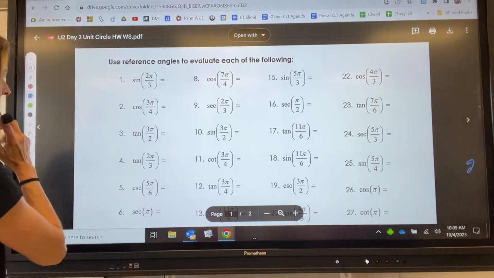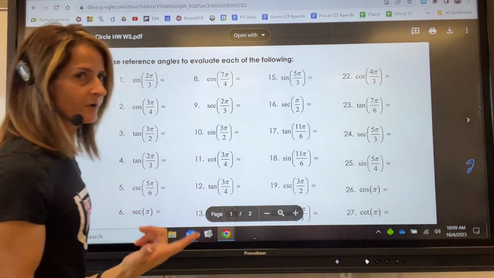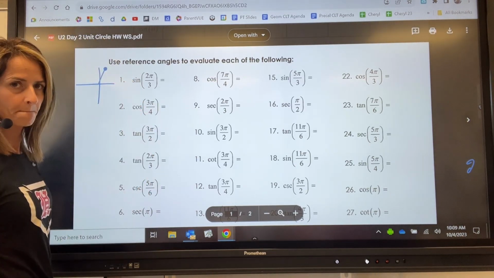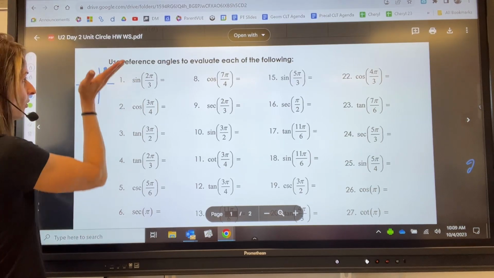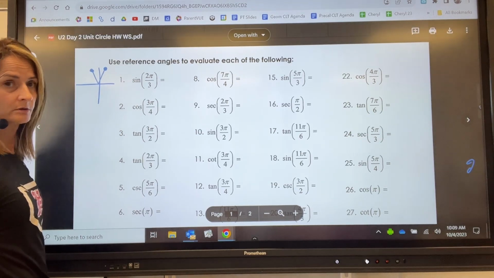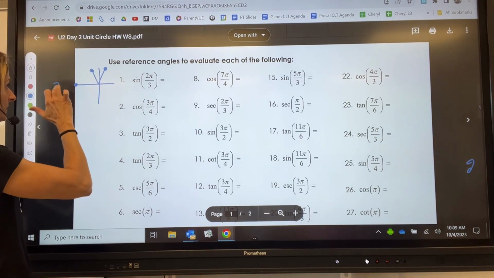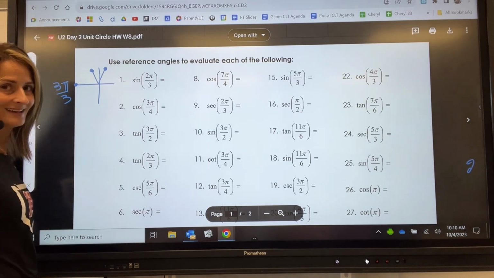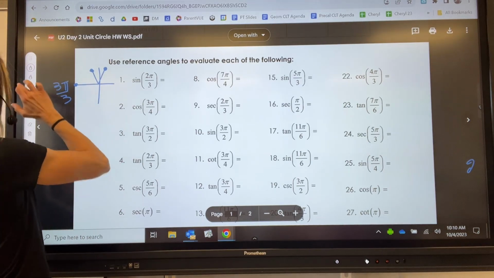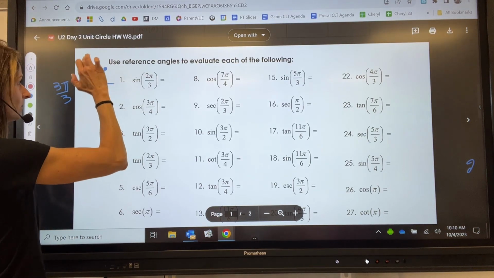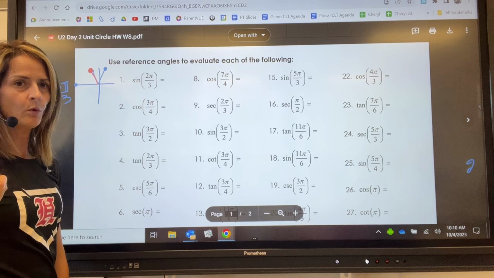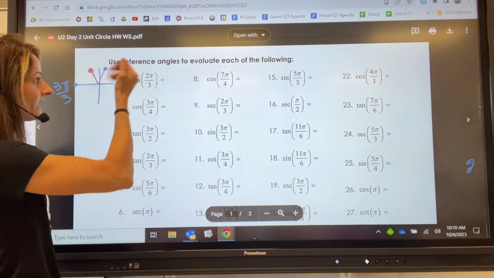For example, problem number 1, 2 pi over 3. First of all, where is 2 pi over 3? So pi over 3 is the tall angle in quadrant 1. This is 2 pi over 3. So 2 pi over 3 is the tall angle in quadrant 2, because this is 3 pi over 3, because we know that's pi, halfway around the circle. Are you with me? So 2 pi over 3 is in quadrant 2. So we're going to think, what are the tall angle values from quadrant 1 that we were just discussing when we were doing the sine of pi over 3?